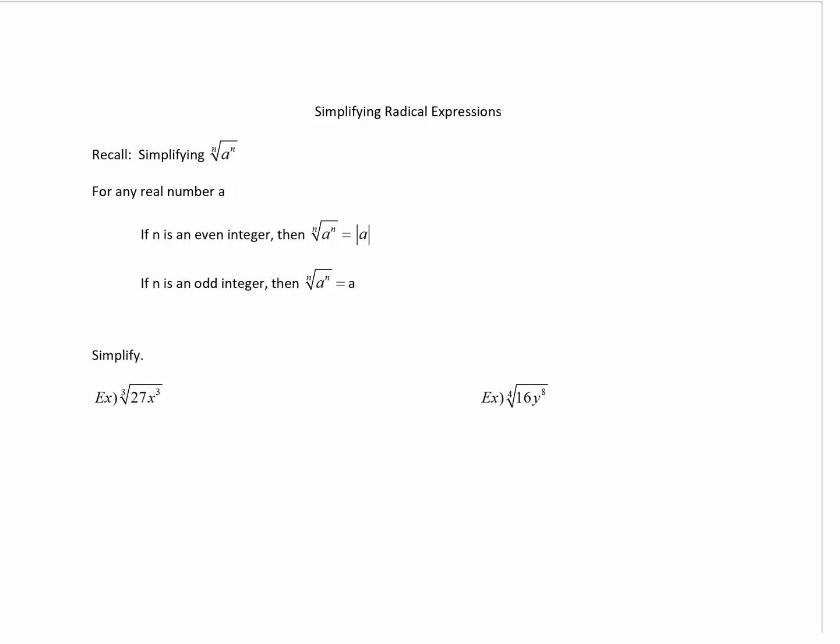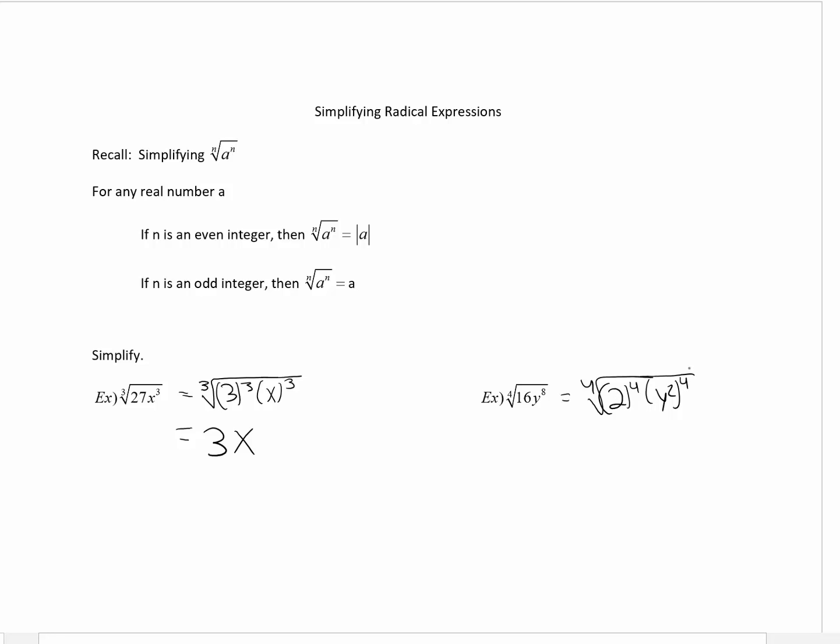Well, let's take a look at the first couple of examples. We know from previous examples that the cube root of 27x cubed I can rewrite as 3 cubed times x cubed. And we know the answer to this is 3x. We can do something similar with this fourth root example. That's the fourth root of, this is 2 to the fourth, and this is y squared taken to the fourth. And when I take the fourth root of each part, I get 2y squared.